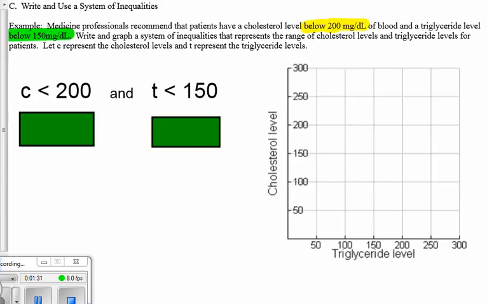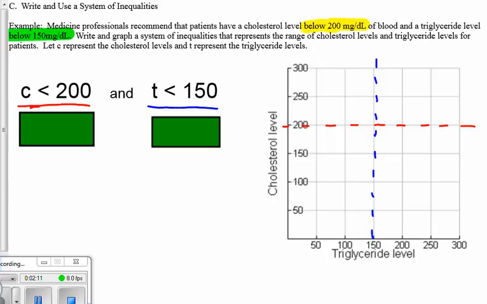Making a graph for this, we look at our inequality, C is less than 200, and we can consider that like the line y equals 200. That's just going to be a horizontal line at 200, and we know that it's just less than, not less than or equal to, so we need to put a dashed line going right across. Same thing with our T. T has to be less than 150. We think of that as like an x equals 150, but because it's less than, not less than or equal to, it's a dashed line going vertically right at 150.